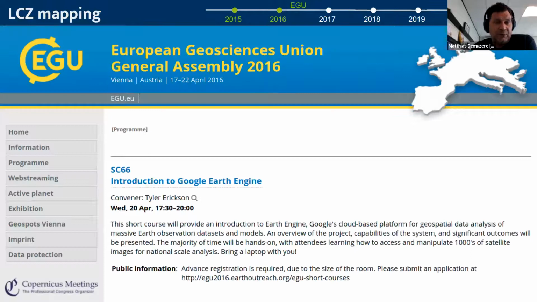The solution was brought to me whilst attending a short course on Google Earth Engine at the EDU conference in 2016. I was introduced to the many capabilities of this platform and realized it could lead to a paradigm shift in the LCZ mapping process. So that's how the journey started.